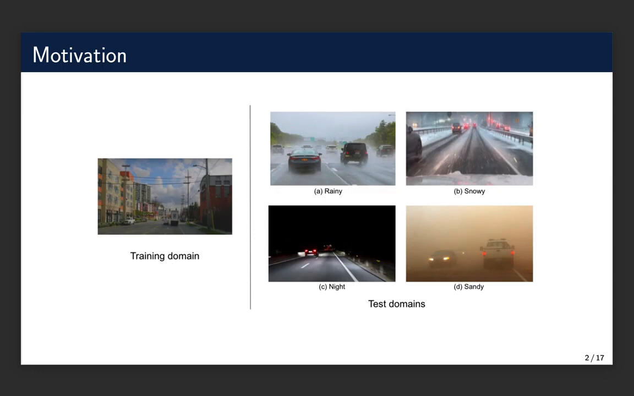Suppose we have a CNN trained on driving data collected in clear weather conditions. We know that during test time it can encounter other weather conditions like rainy, snowy, nighttime, and so on. So this is an example of a real world domain shift.